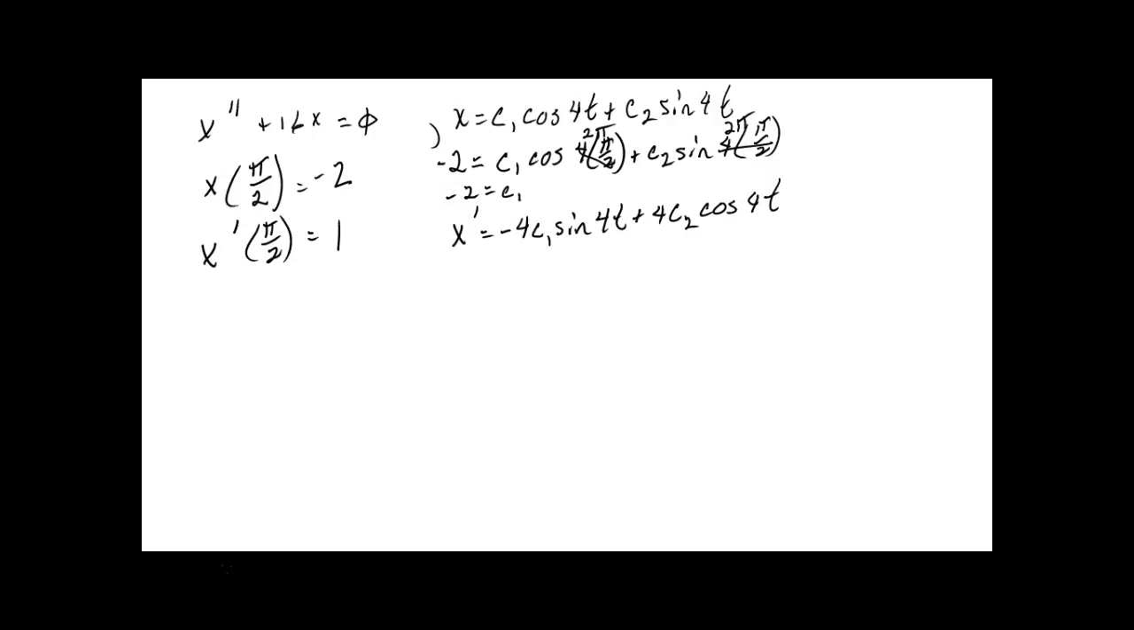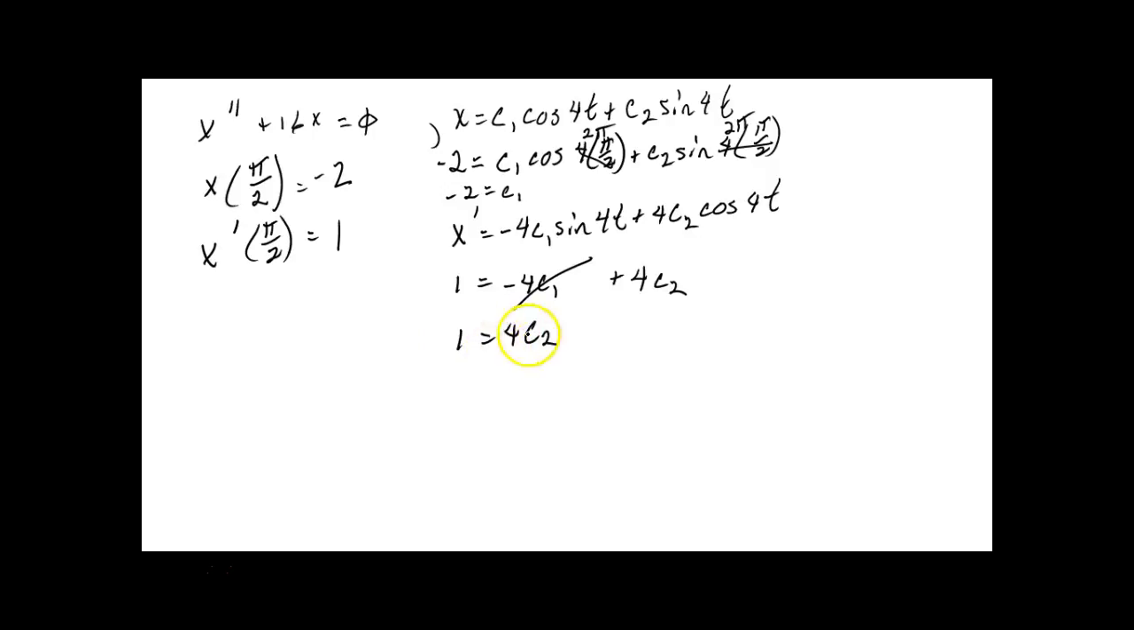Now with the x prime, which I know you're looking forward to, and that's why you had me do it early, you plug in as well. And what is your x prime? 1 is equal to -4c1. And what is sine of 2 pi? 0. Okay, we'll just forget that one. Plus 4c2 times 1. All right, so we have our equation 1 is equal to 4c2.